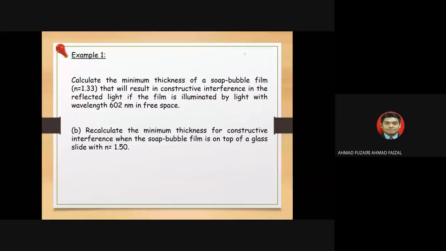Example 1. Calculate the minimum thickness of a soap bubble film with a refractive index of 1.33 that will result in constructive interference in the reflected light if the film is illuminated by light with a wavelength of 602 nanometer in free space. What we need to do first is to determine the number of mediums that we are dealing with. If you read the question carefully, we have soap bubble as our thin film. So that means we have a soap bubble as well as air. So we have two different mediums.